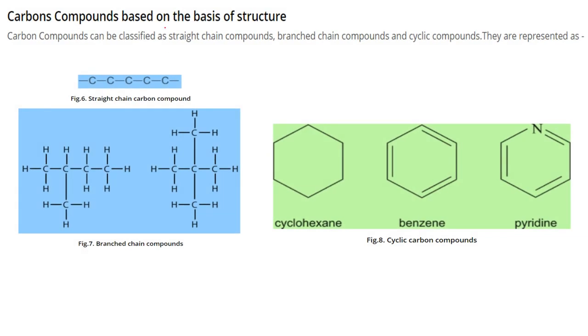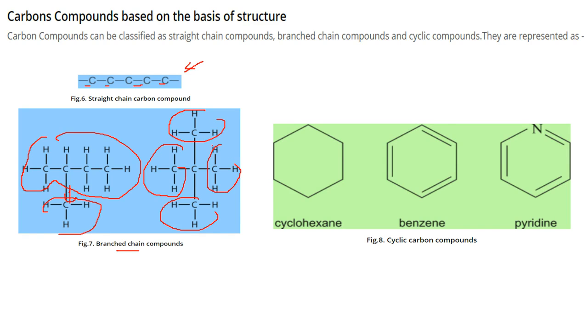Carbon compounds, they are classified on the basis of structure. They can be straight chain carbon compounds, as you see, there is a straight chain. Then here we have branch chain compounds. So this is there, but it has a branch also. There is a branching. This has 1 branch, 2 branch, 3 branch, and 4 branch. So it's a kind of branch chain compound.